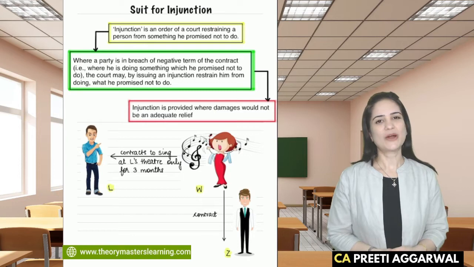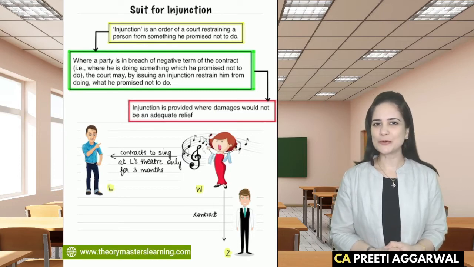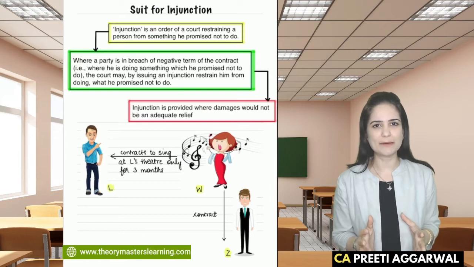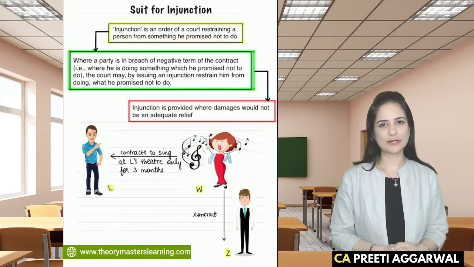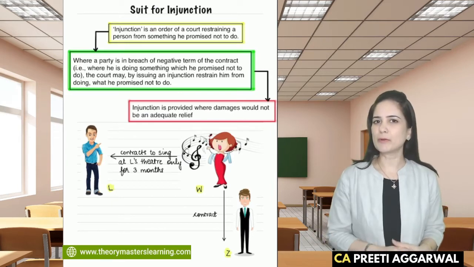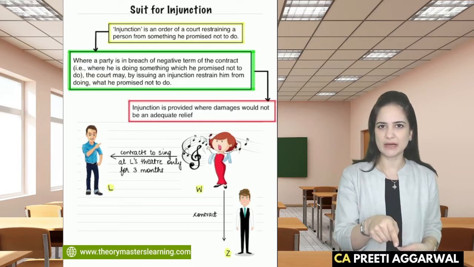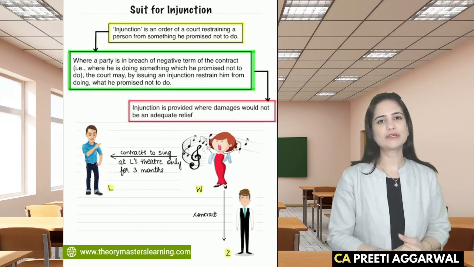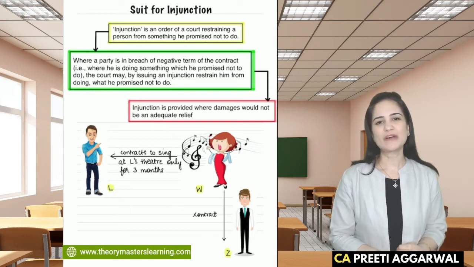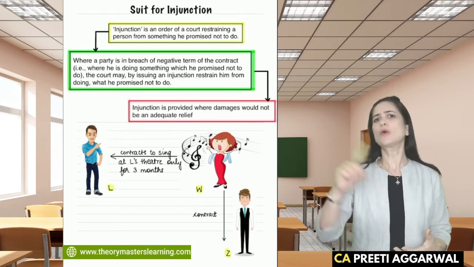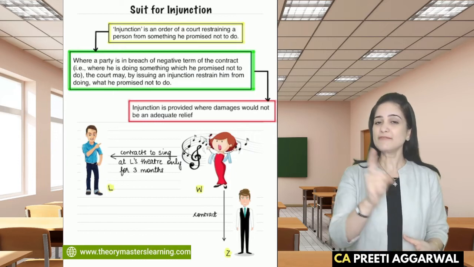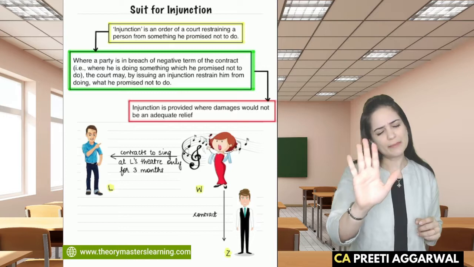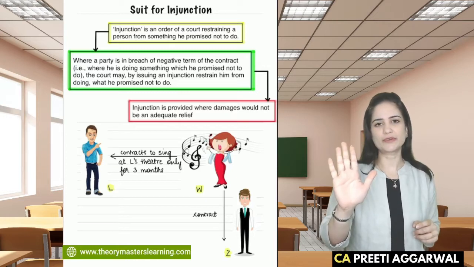Injunction is an order passed by the court restraining or stopping a person from doing something which he promised not to do. The party had promised us that he would not do this work, yet he comes and does the same thing. We can stop him from doing so by getting an order of injunction passed. We will go to the court and we will prove that there is breach of contract, damages are not wanted, they are not an adequate remedy.